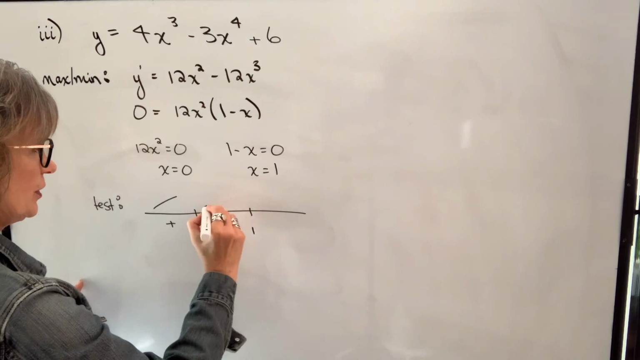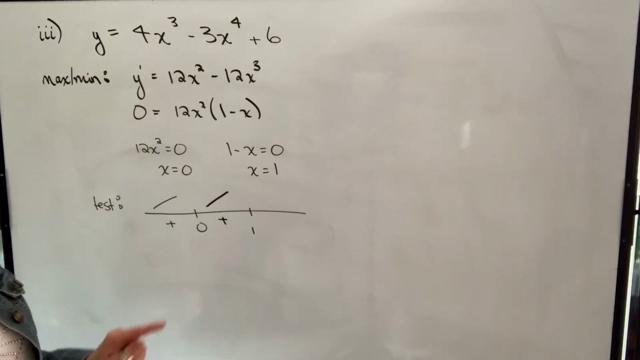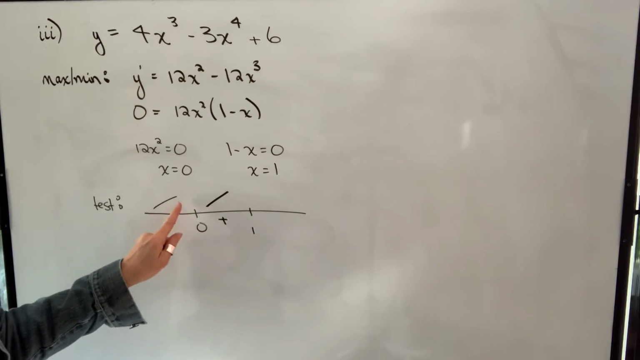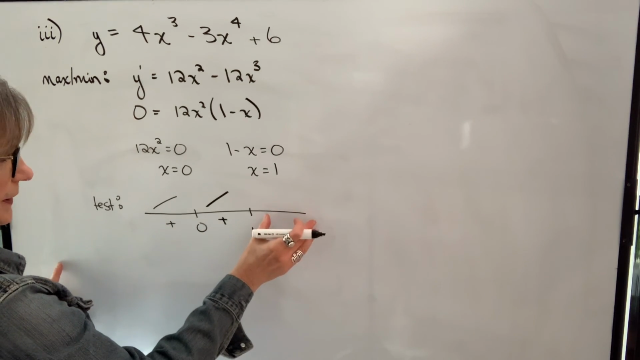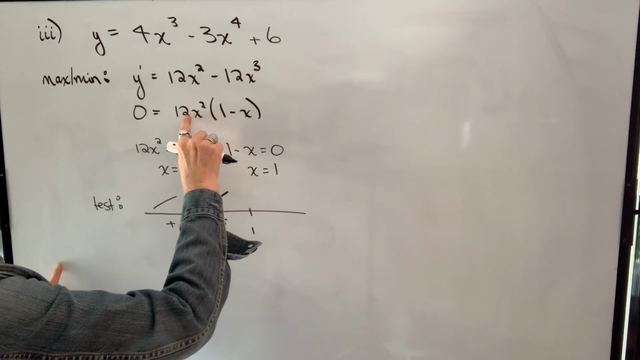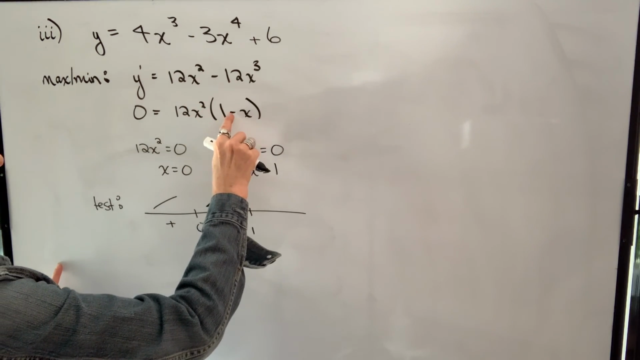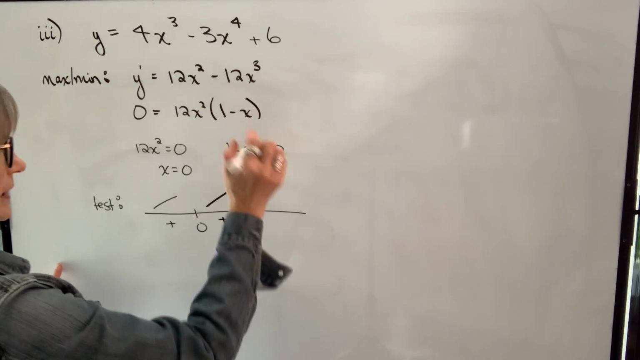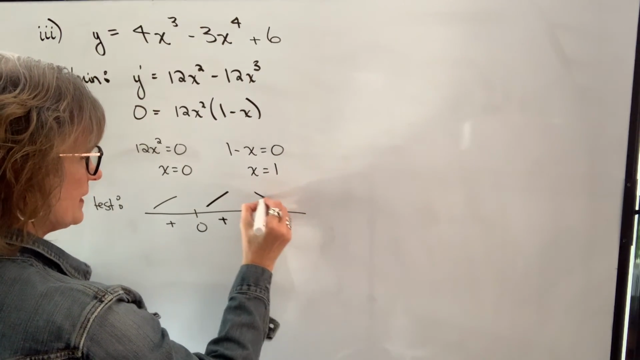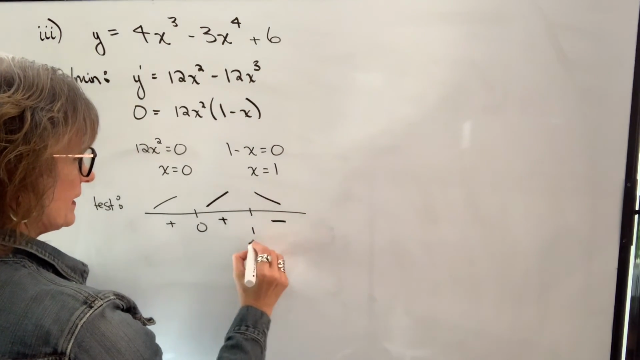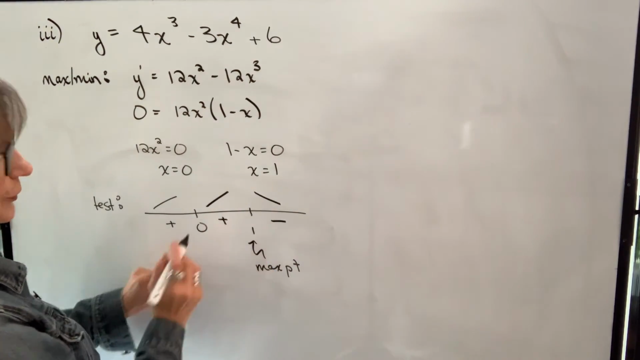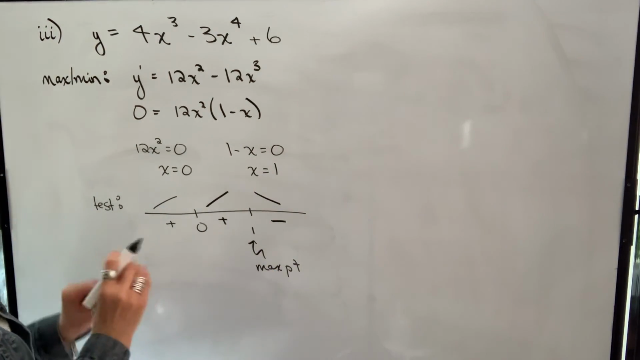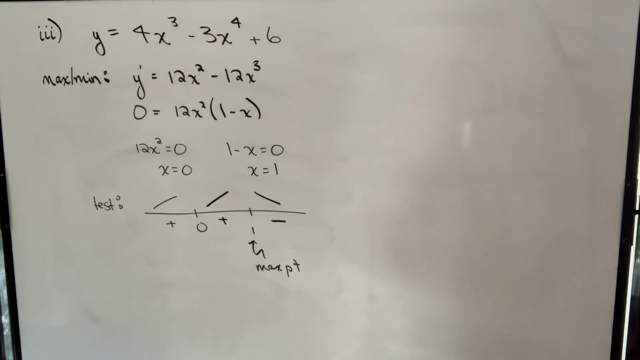A positive times a positive is a positive. So here's a situation where it didn't change. It didn't go from increasing to decreasing. It's still increasing. And then in this interval, I'll choose the number 2. 12 times 2 squared is positive. 1 minus 2 is negative. Positive times a negative is negative. So the function is decreasing. So we know that this is a max point, and this is neither. We'll find the y values once we get all our points.